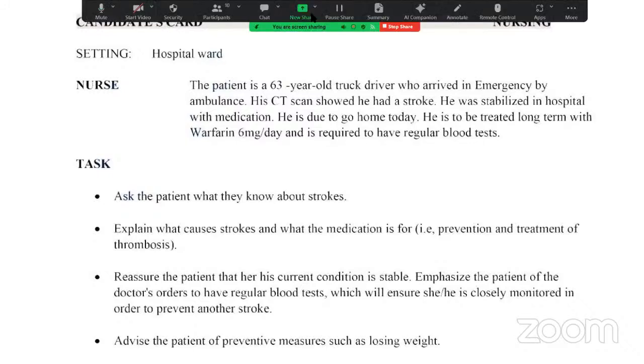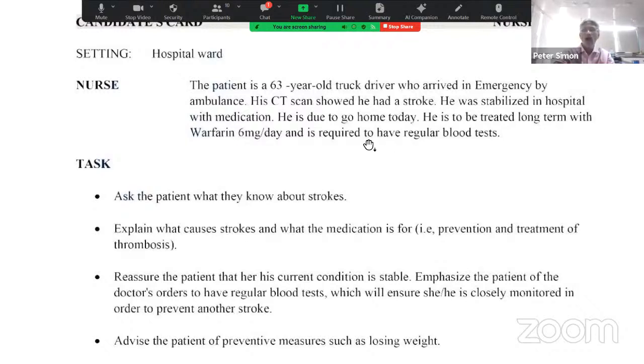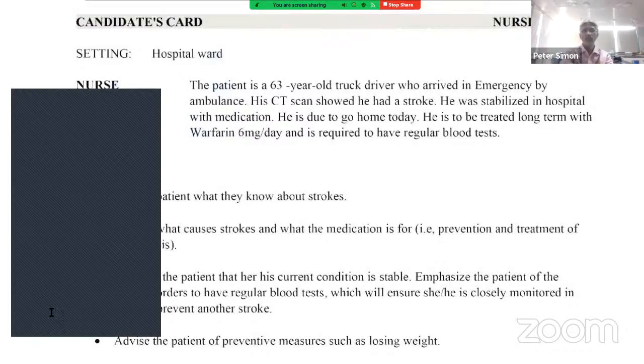This is the background. And what about the future now? After discharge, what type of treatment is needed? Is it short-term treatment or long-term treatment? What type of treatment does he need?